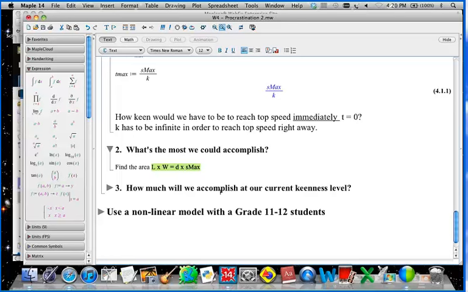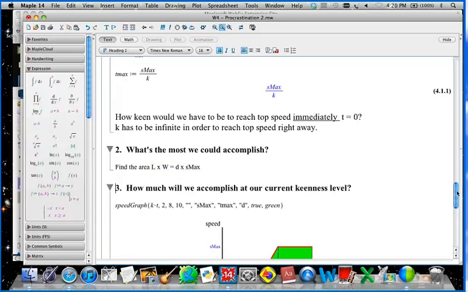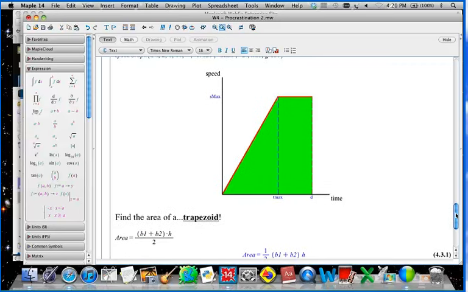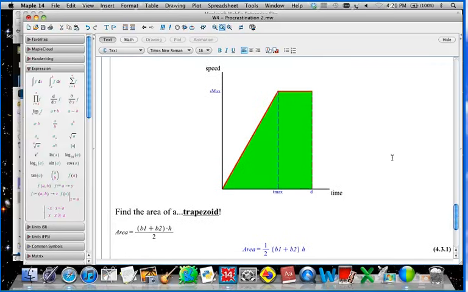How much are we going to accomplish at our current keenness level? Let's take a look at this graph. We need to find the area under this curve. In other words, we need to find the area of a trapezoid. Haha, at long last, we finally answered the question. Back when you did geometry, they said, why do we ever need to know this? Why do we need to find areas of trapezoids? I never see trapezoids in real life. Well, here you go. There's your first trapezoid that you really need to find the area of.